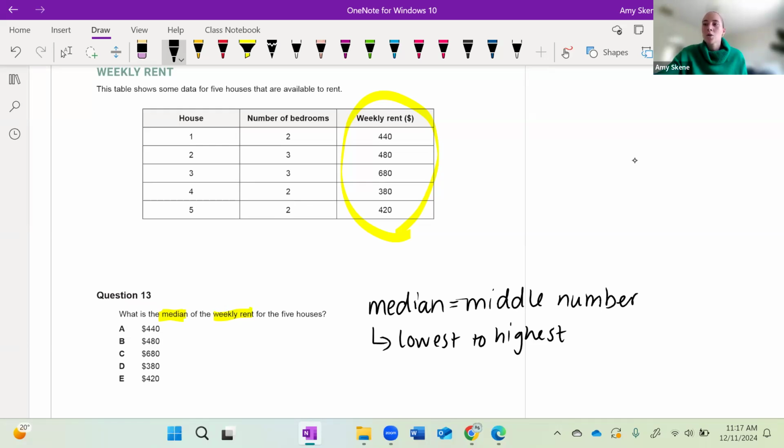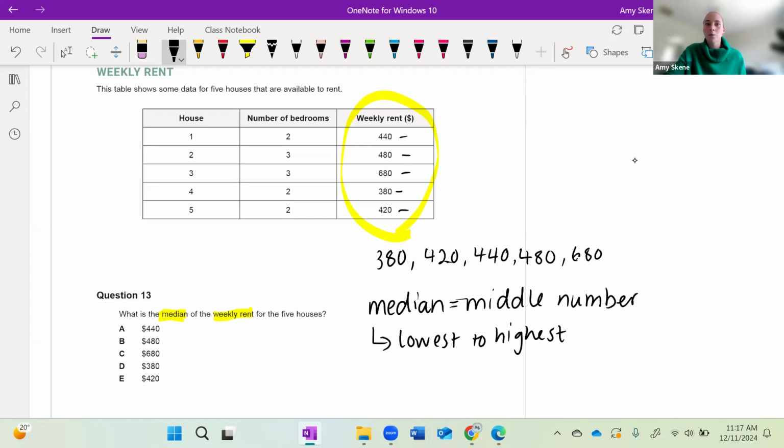So I'm going to scan and I've got, okay, 380 must be first. Then my next, second lowest, is 420. Then after 420, I've got 440. Then 480. And then 680. Do you notice that I'm actually annotating my work to understand what I've done before moving on? It will really help for your work if you do things like that.